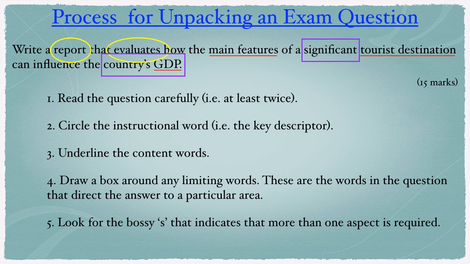The next step is to look for a bossy S. A bossy S lets us know if there's any part of the question that requires more than one thing. Looking at this question, we can see that it requires more than one feature, so we have to provide at least 2 features to get full marks. If we wrote pages and pages and pages on just one feature, then we might not get 15 out of 15.